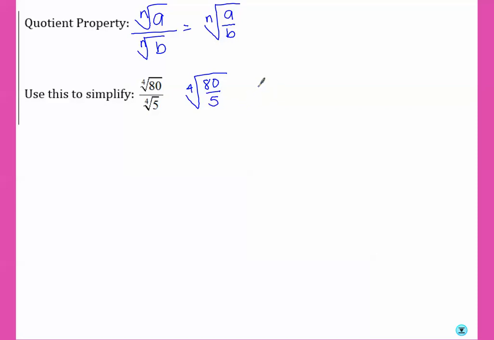80 divided by 5 is 16, so we have the fourth root of 16. And if you look on your power sheet, we can see that 2 to the fourth is 16, so therefore the fourth root of 16 is equal to 2.